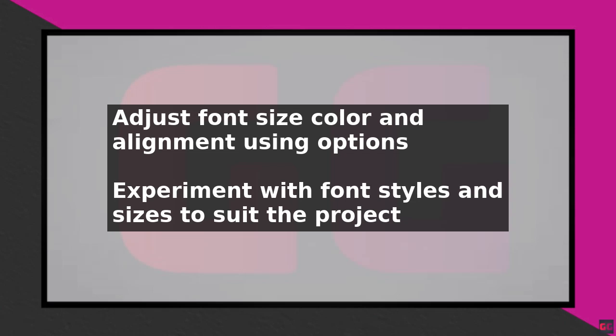Once you have made the desired changes, you can adjust the position and duration of the text on the timeline. Tap and hold the text box to move it to a different position, or drag the edges of the text box to change its duration.